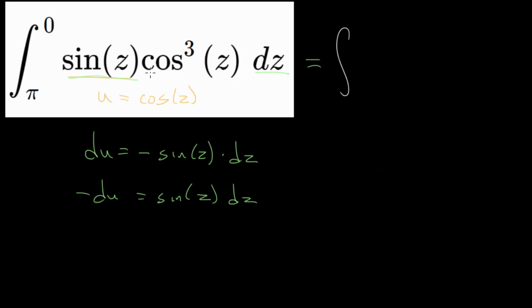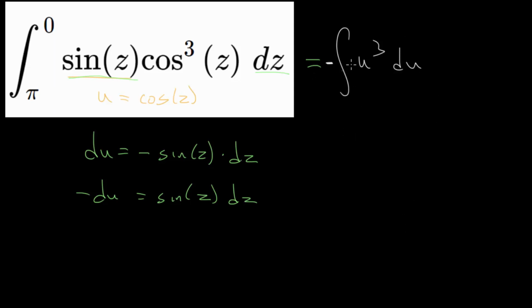We have the cosine of z cubed, but we're replacing the cosine of z with u. So now we have u to the third power, and then we're replacing dz, or I should say the sine of z multiplied by dz, with minus du. And we can put the minus sign out in front here. At this point, we have a much simpler integral that we know how to solve. We can just find the antiderivative of this cubic polynomial using the power rule. We increase the exponent by 1 and then divide by that new exponent.